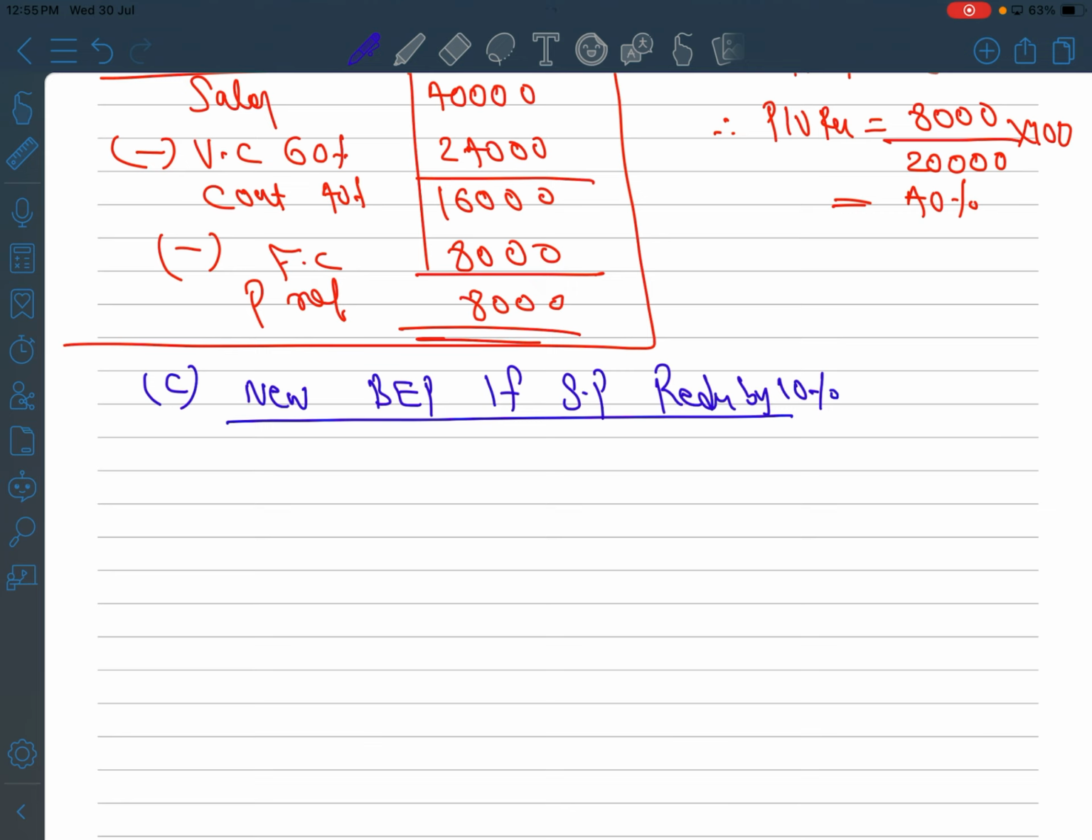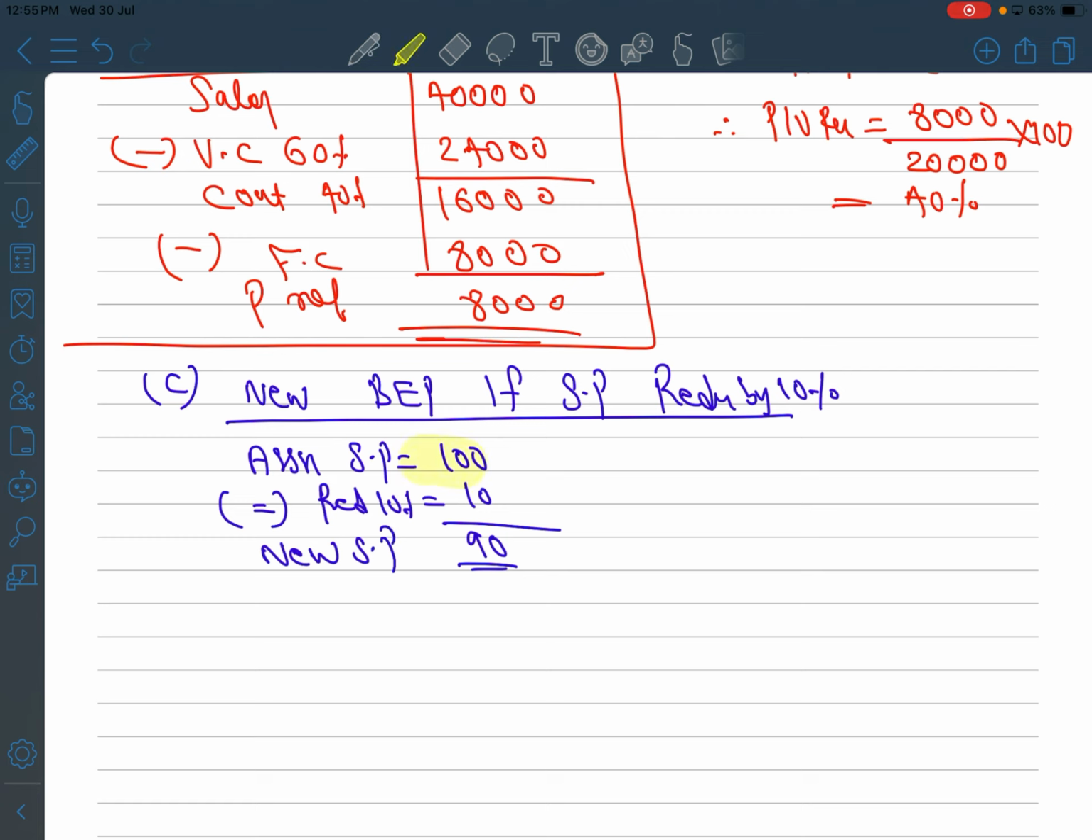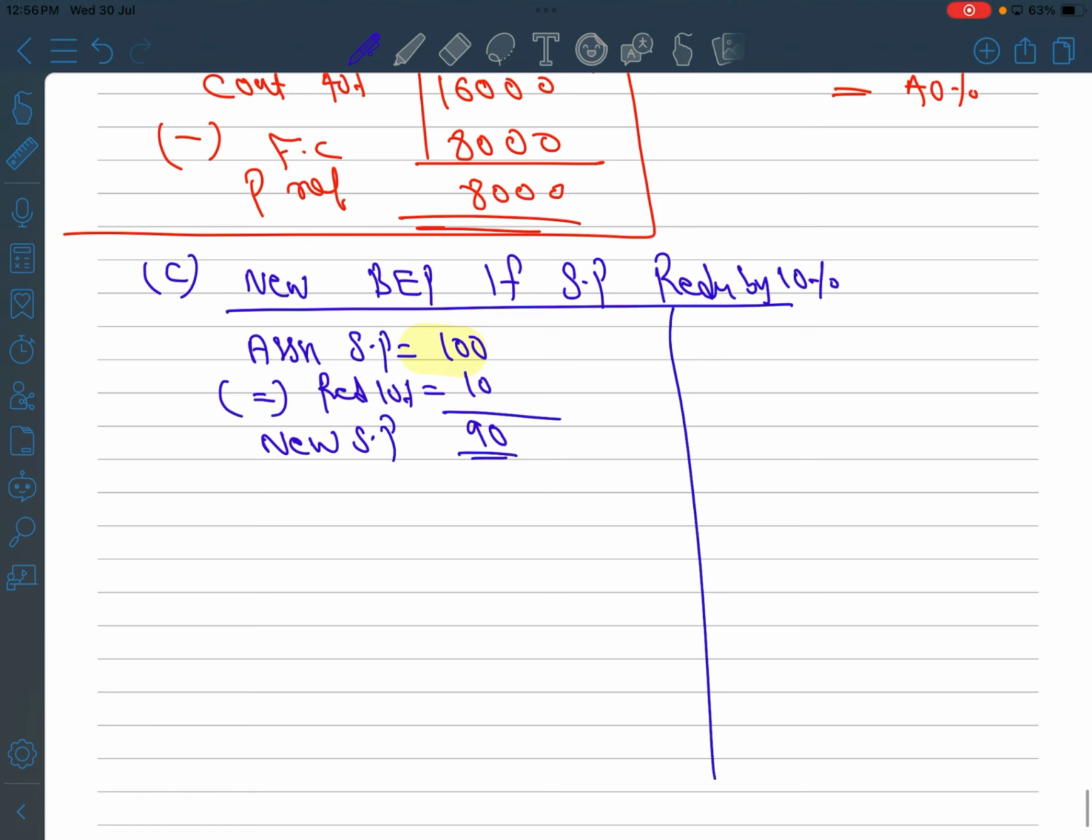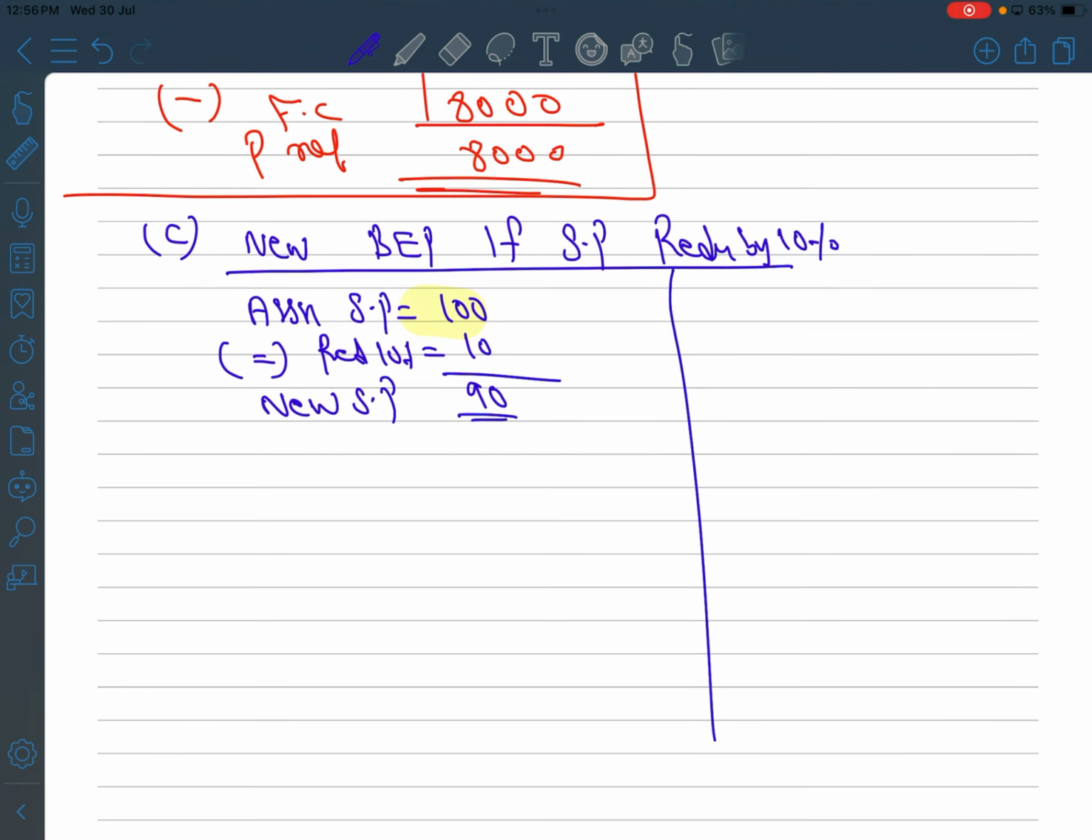Do you know the selling price? No, but we can assume. I assume the selling price is equal to 100. When it is reduced by 10%, 100 minus 10 is equal to 90. This is the new selling price. Sir, why did you assume 100? Can't you assume 150? Yes, you can assume 150, 200, anything. Clear? After this, we can take another assumption also. Let's apply that.